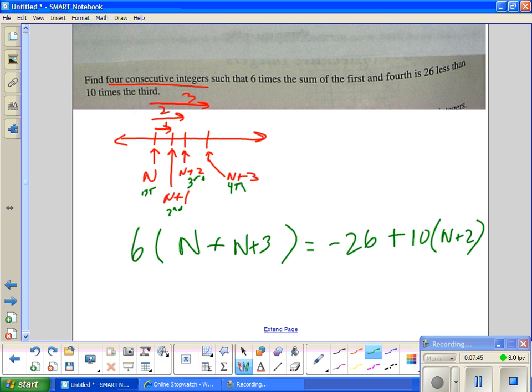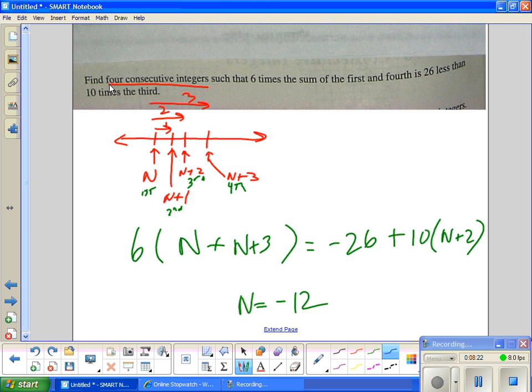And again, this is something we should be able to solve pretty easily. Six times the sum of the first and fourth, then 10 times the third. And the point is, if you solve this, I think you get n equals negative 12. All right, that is not our answer.